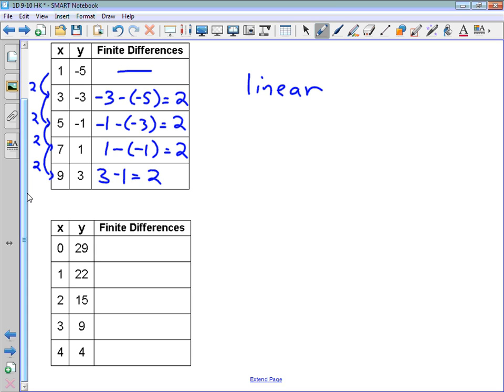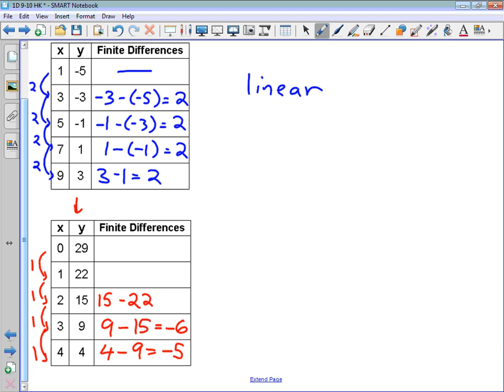Let's take a look at our second example here. Again, we've got a table. We can double check that our x values go up by the same amount every time. Yep, 1, 1, 1, and 1. Okay, so let's do our finite differences. We will start down here. Remember, we're looking in the y column. Start at the bottom with 4, subtract the 9 above it. 4 minus 9 is negative 5. Then we move up. 9 minus the 15 above it is 9 minus 15. That is negative 6. They're different already, but we should calculate all of them just to make sure here.